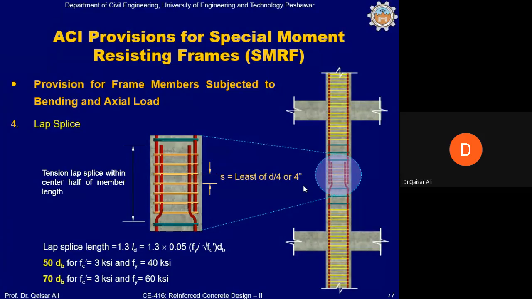So slight adjustment is possible as per code requirements, but it will depend on the particular situation. It will vary from situation to situation. If lapping is done here at the mid height of the column, which is one of the requirements of the ACI code, then the spacing of the stirrup shall be at least d by 4 or 4 inch. It cannot be more than 4 inch in any case. And lap length requirement is similar to the lap length requirement in the beam, 50 diameter of the bar and 70 diameter of the bar for grade 40 and 60 respectively.